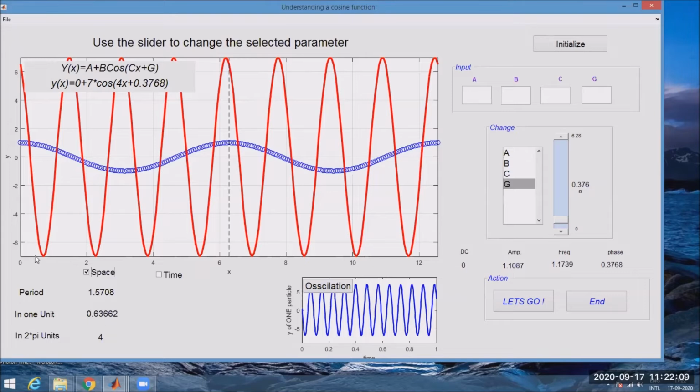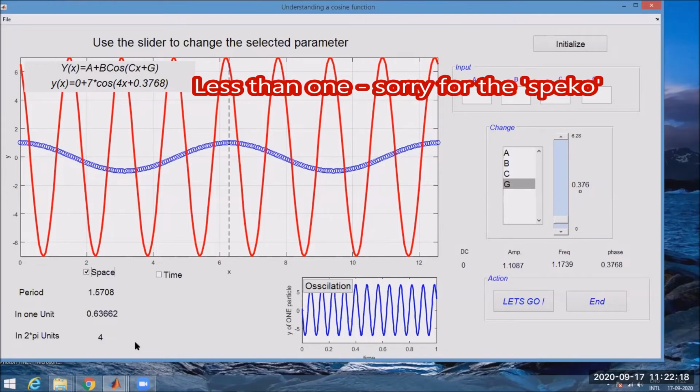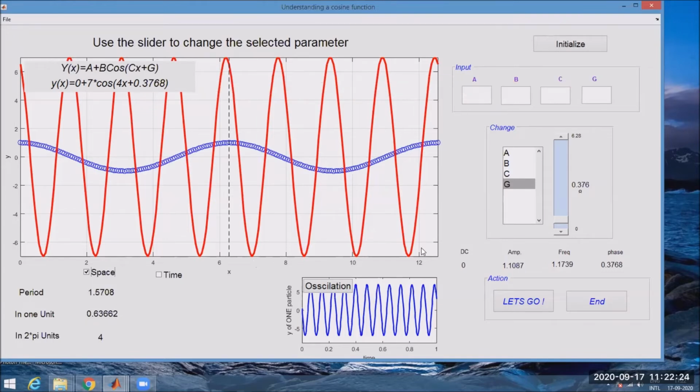So in 1 unit, that is, this is 1 unit, there are 0.6 of oscillations. So 1 unit is somewhere here. You can see it is less than a half. So if it is a space coordinate, it will be per meter. So this period is referred to as wavelength. If the x-axis is a space coordinate, this is the spatial frequency.